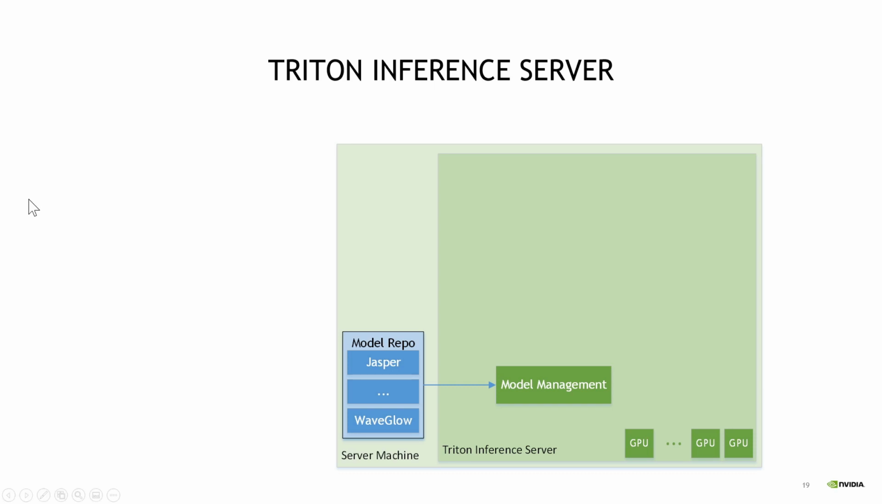Here's a diagram of a Triton Inference Server that runs on a node with one or multiple GPUs. The Triton Inference Server has several components. One of them is the model repository, which we will populate with our models for conversational AI. And these models will be managed by a model management system inside Triton that will load, for example, the latest version of a specific model, or unload models that are removed from the model repository.